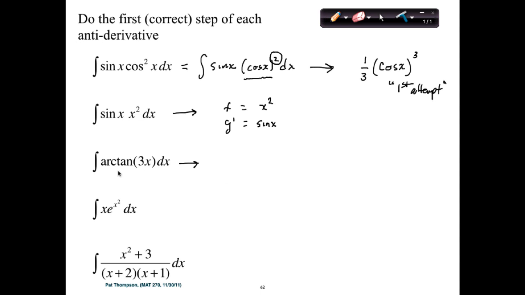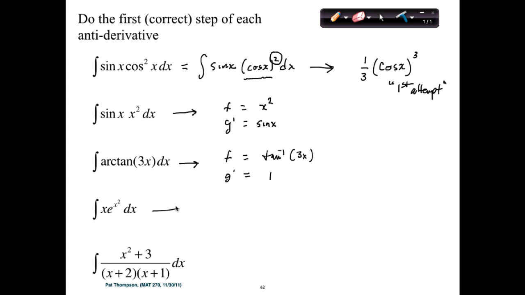I got arctan of 3x. Identify it as, first step. What do we got? What's that? She wants product. Is it product rule? Yep. Remember, I just said you look for inverse trig functions. Inverse trig functions, and how do we do it? What's f and what's g prime? F is arctangent. G is? G prime, I'm sorry? 1. Undoing the product rule.